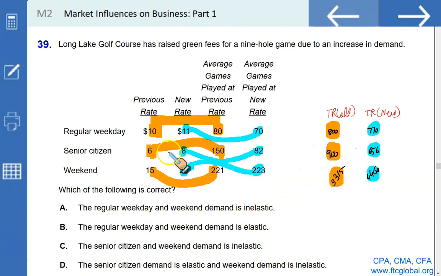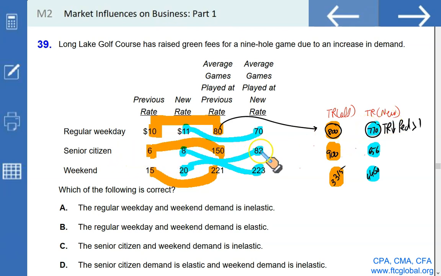So in this alternative method, what you can do is multiply the original price with the original quantity and calculate the total revenue. Then new rate times new quantity, the new revenue. So you can see here in this category, the regular weekdays, this was the original revenue. An increase in price has caused a reduction in total revenue. So total revenue has fallen.